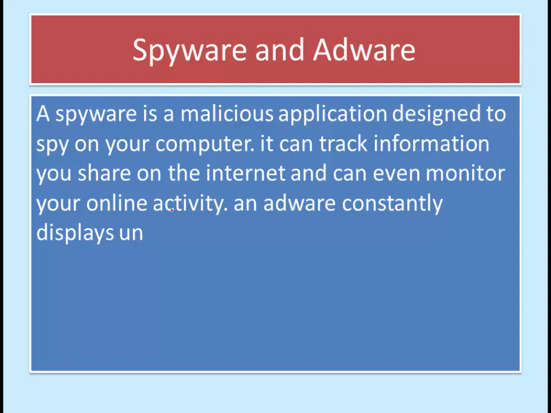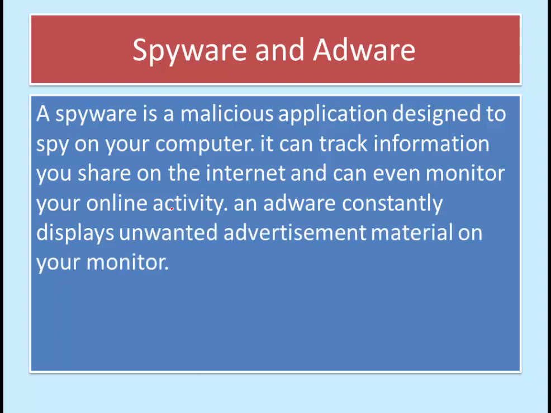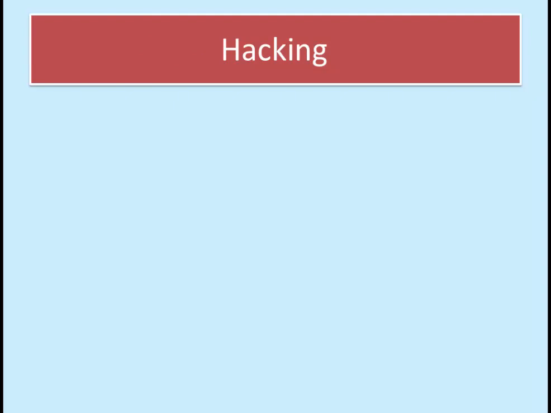Now next is adware. So what is adware? Adware is again one type of software that keeps on displaying advertisements on your devices. Whether you solicit it or not, it keeps on popping up and showing you advertisements. This is adware. These are harmful software for our computer, and we have to protect our computer from them. Next is hacking.